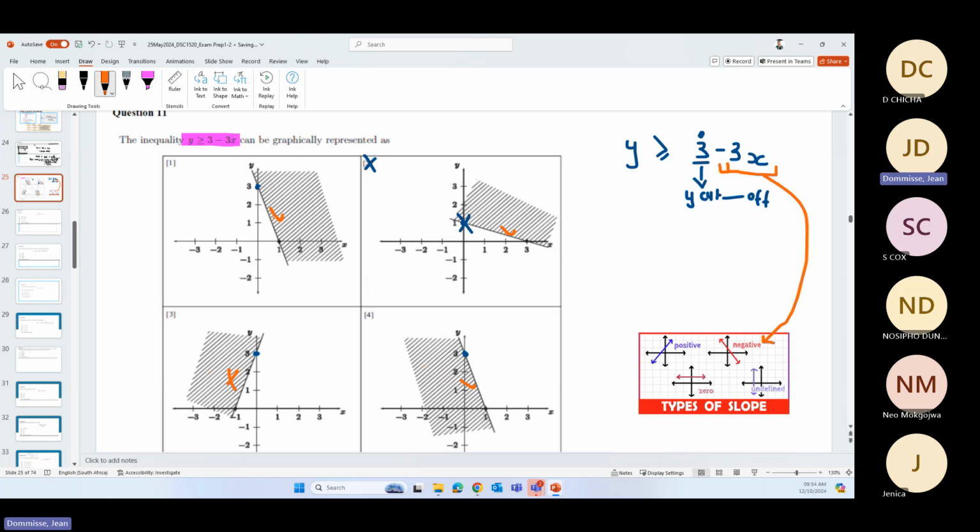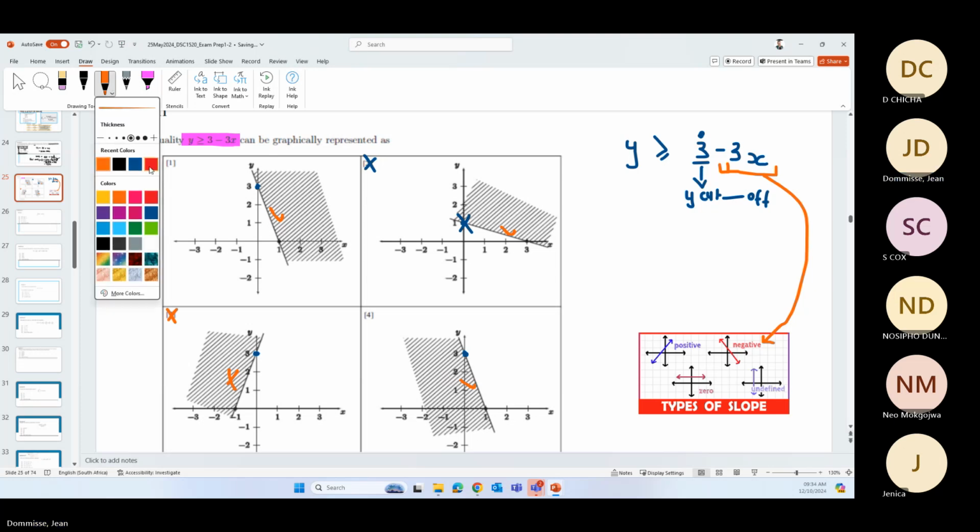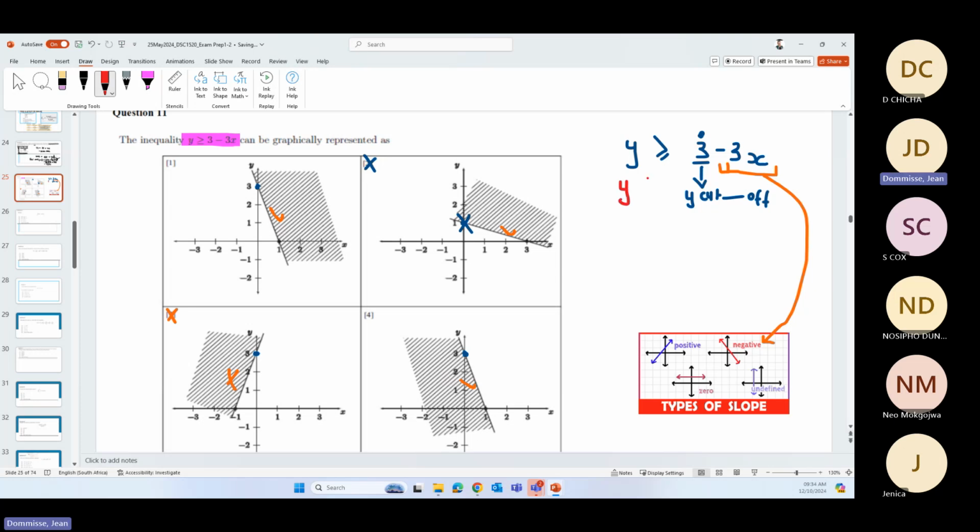So at the moment, I'm sitting with option 1 and option 4 as the correct ones. And then the last one that we're going to look at is the y bigger or equal. So that means bigger or equal, the y needs to be going that way. So again, that was correct. That's correct. Yeah, it's going the other way.